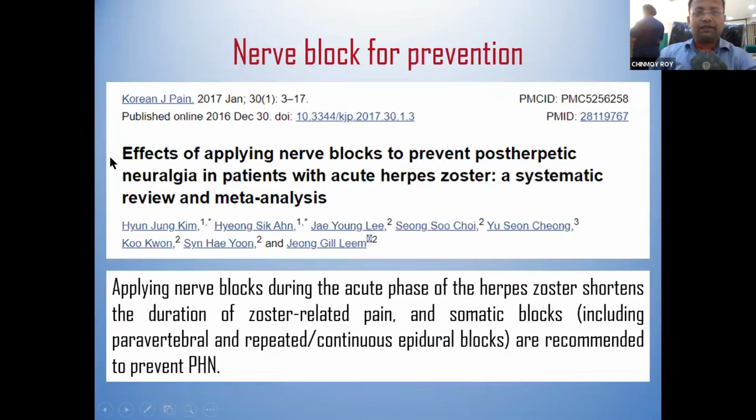So these are different studies. One study looks at the effects of applying nerve block to prevent post-herpetic neuralgia in patients with acute herpes zoster. What I was telling is that in acute herpes zoster, you may try to decrease the pain in the acute phase so that post-herpetic neuralgia doesn't start. So that is paravertebral or repeated continuous epidural blocks, which we can do. Epidural blocks with steroid we can give repeatedly.